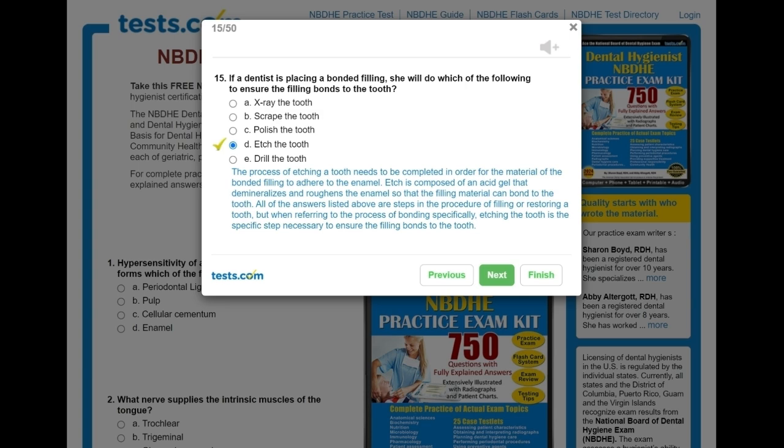The process of etching a tooth needs to be completed in order for the material of the bonded filling to adhere to the enamel. Etch is composed of an acid gel that demineralizes and roughens the enamel so that the filling material can bond to the tooth. All of the answers listed above are steps in the procedure of filling or restoring a tooth, but when referring to the process of bonding specifically, etching the tooth is the specific step necessary to ensure the filling bonds to the tooth.